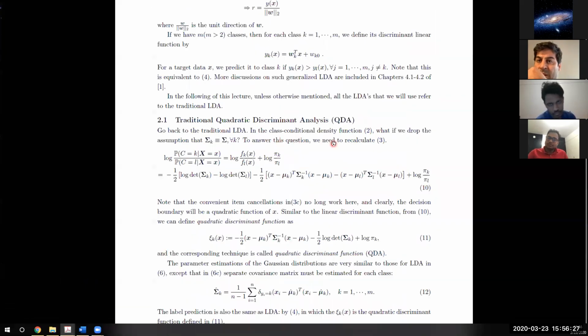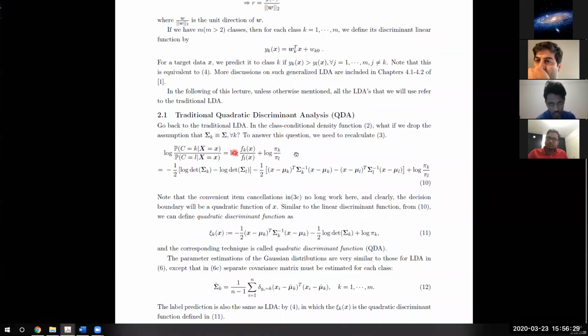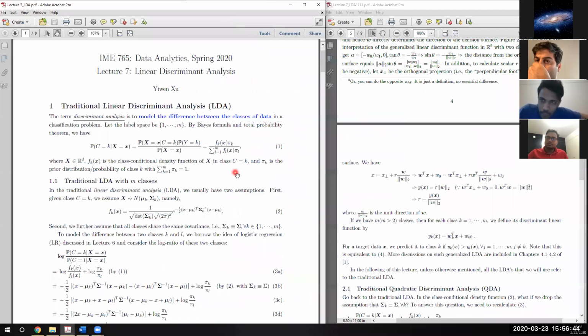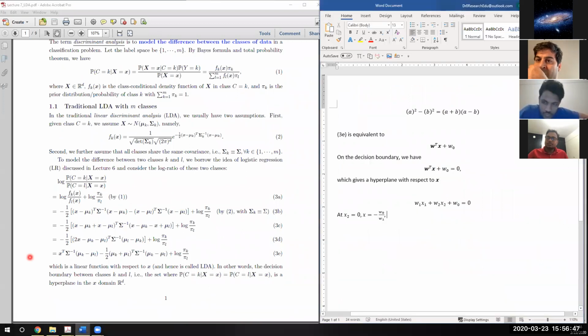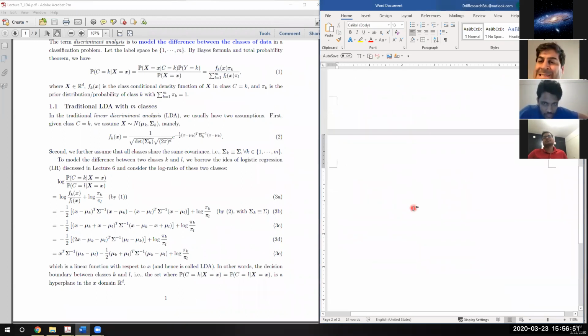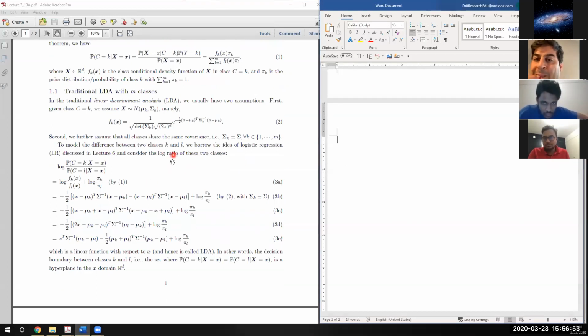So to answer this question, we have to recalculate this log ratio. And this step is still the same. And then you're going to have this. Why? Because here, let me go back and quit this mode. I don't know whether I can use a word to write this. It's going to be really long, I'm afraid. I wish I had a whiteboard, which makes my life much easier.